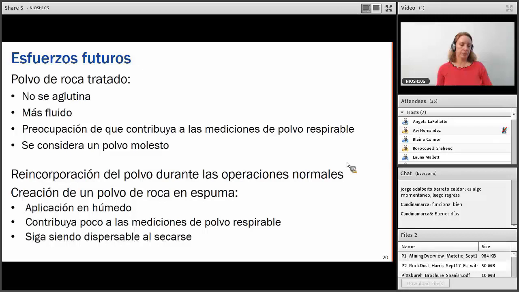We're examining a foamed rock dust, so that this rock dust could be applied wet, yet dry. So that when it dries, it can still retain dispersibility.